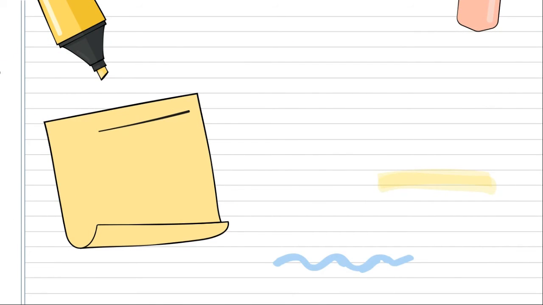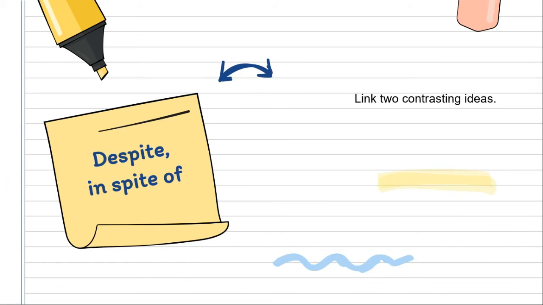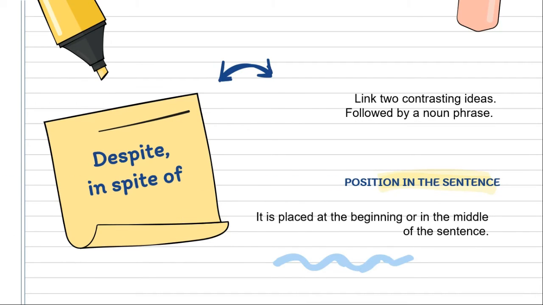Next, what do we have? Alright, despite of or in spite of. So these two link contrasting ideas and are followed by a noun phrase, and it is placed in the beginning or in the middle of the sentence. Sama seperti sebelumnya ya, dapat ditaruh di depan ataupun in the middle of the sentence.